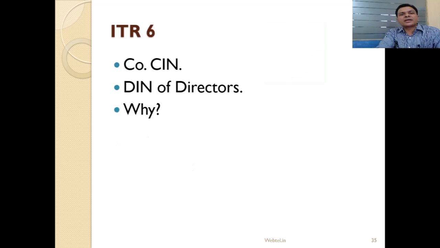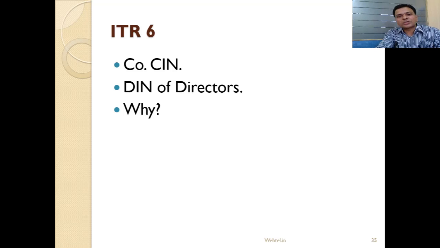Similarly, in ITR 6, the company CIN or the corporate identity number is to be mentioned. Similarly, DIN or the director identification number of all the directors has to be mentioned. Again, this will help in linking of the data available with MCA with the Income Tax Department.